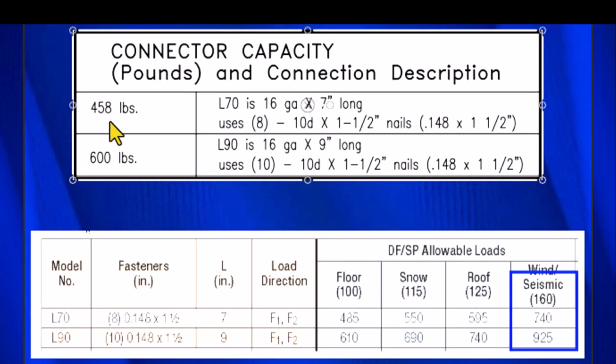So for example, it says the L70 can resist 458 pounds, but if you come down here to the Simpson Strong-Tie catalog, it can resist 740 pounds, which is quite a bit more. And the same thing here with the L90. Here it says in the Standard Plan A connector table that it can resist 600 pounds, but in fact, it can resist 925 pounds according to the Simpson Strong-Tie catalog.